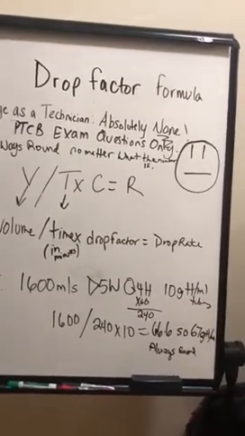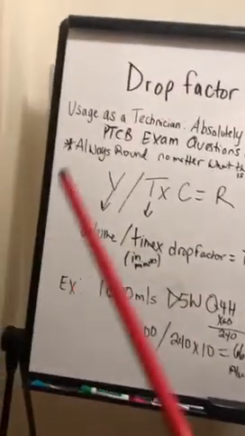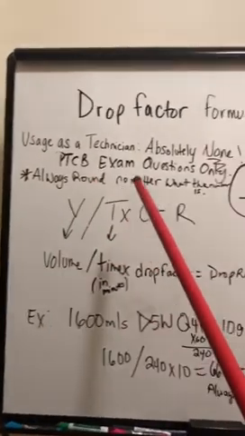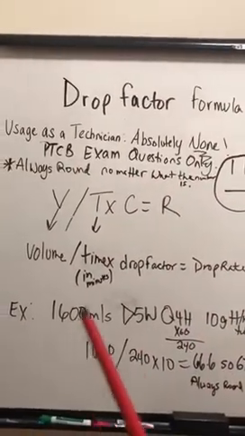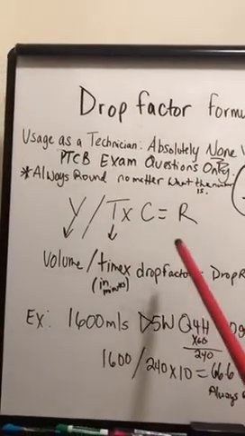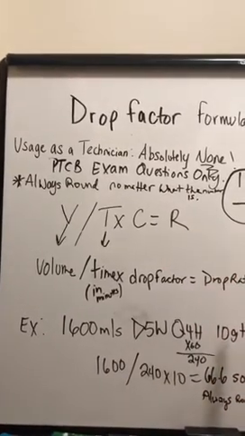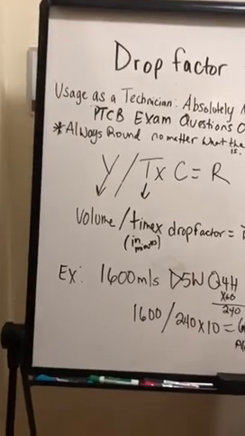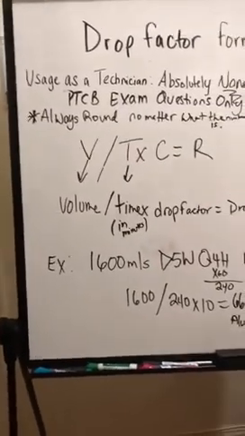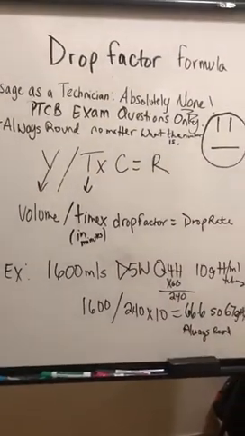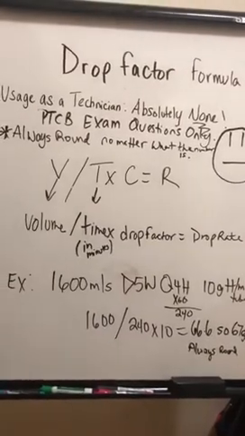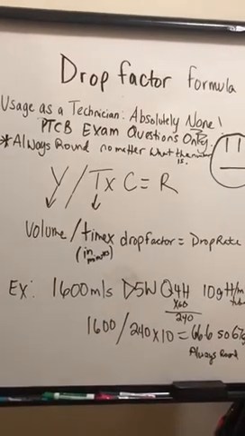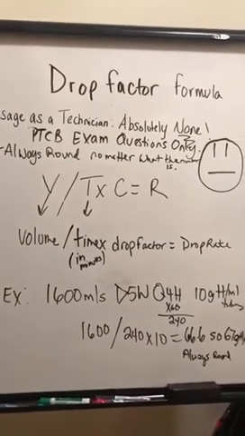An important thing to know about the drop factor is that you always round up no matter what the number is. Meaning, let's say you get 12.1 or the answer was 12.9. It doesn't matter if it's 12.1 or 12.9, you're always rounding up to 13. That whole 5 or higher or 4 or lower thing doesn't count with drop factor. You always have to round up, always.